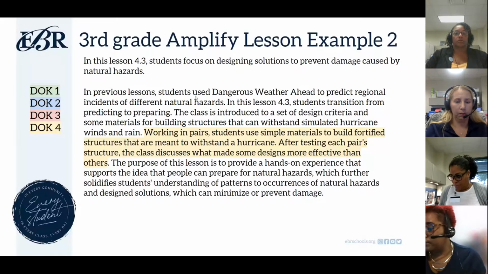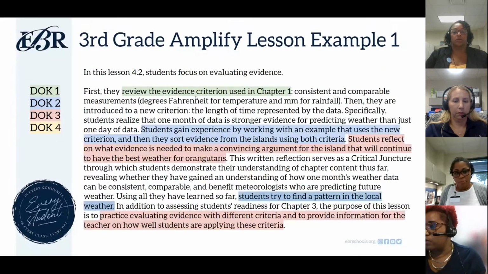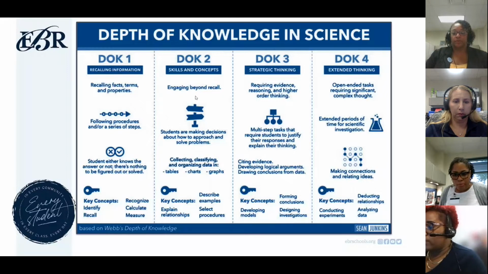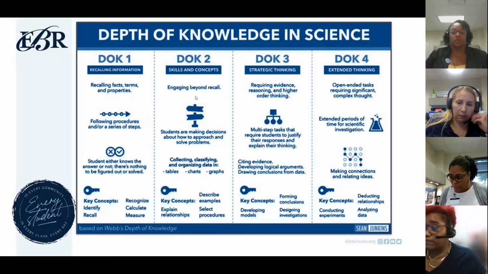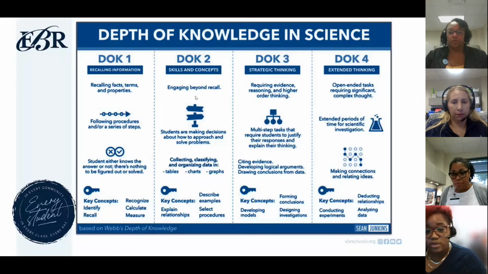So I'm going to quickly go backwards before we move forward and show you guys where those things fit in. So where you saw the DOK level 1, that was recalling information in that particular example. But what I really want you to look at is the DOK 3 strategic thinking. So if you look at the fourth space down, you see citing evidence, developing logical arguments, drawing conclusion from data. This helps for something to be labeled as DOK 3, where they're strategically thinking about what they've seen and what they've discussed.